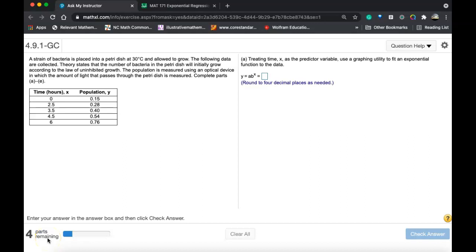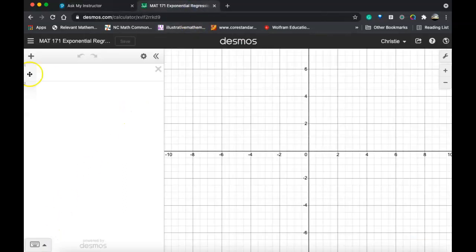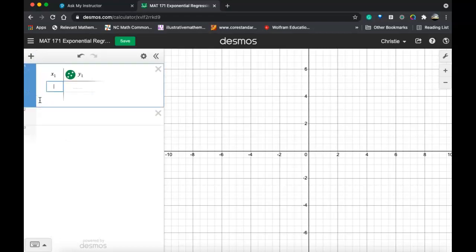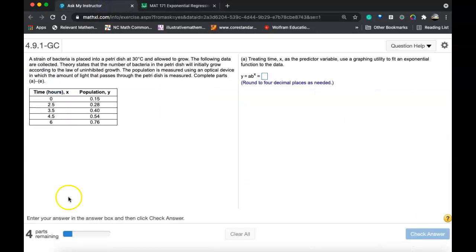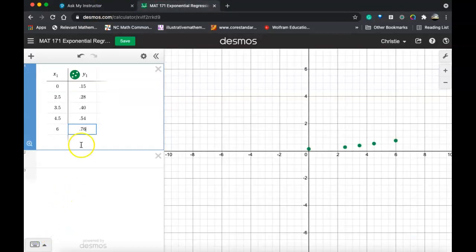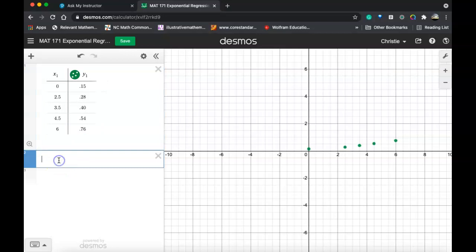Let's look at completing this problem using Desmos. And I want to start by, here on my Desmos tab, adding a table so that I can input the values that are given in the problem. All right, and you can see I've already entered those values there.